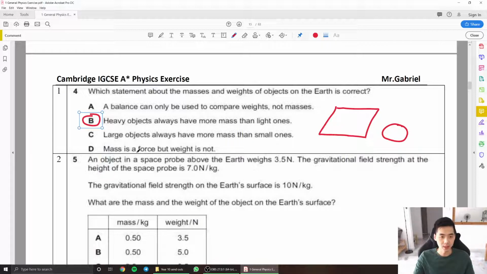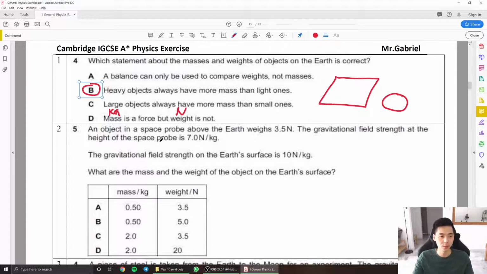A mass is a force, but weight is not. That's not correct as well. Mass is definitely in kgs, and weight is measured in newtons, so it should be forces as well.